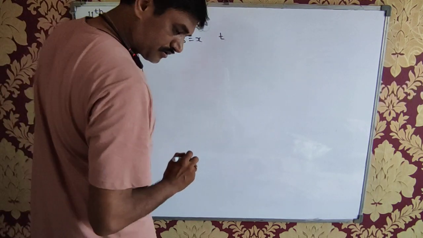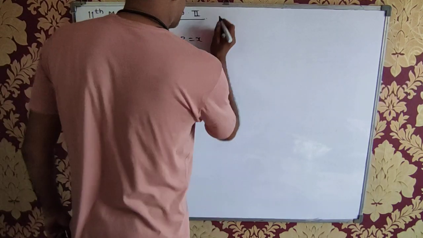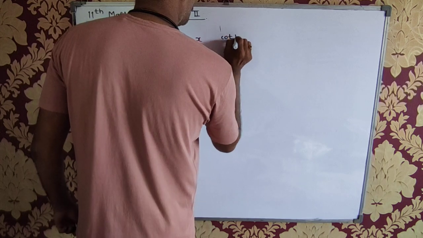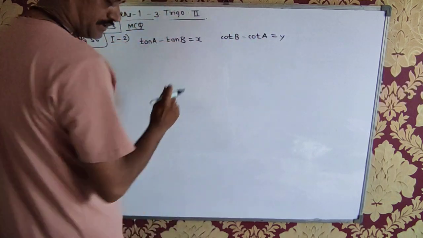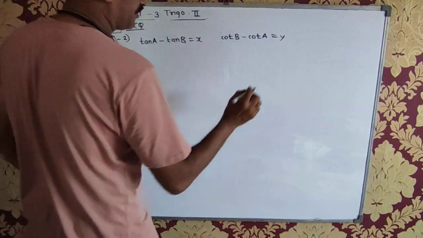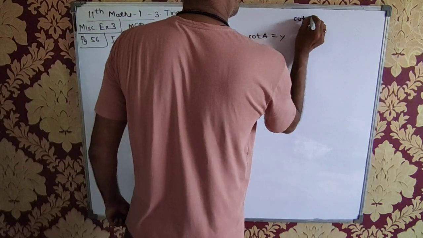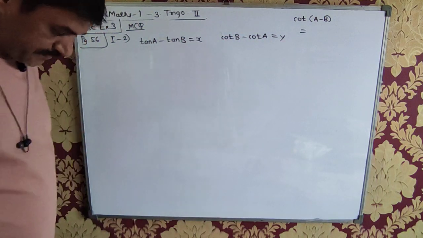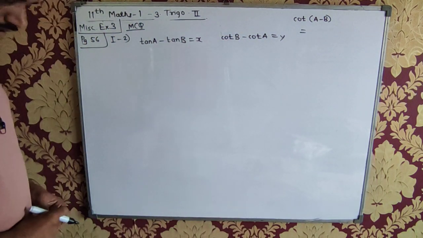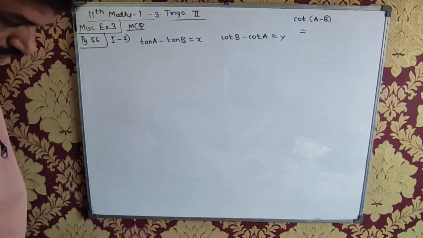and cot B minus cot A is equal to y. Then cot of A minus B is equal to what? Let's see it.